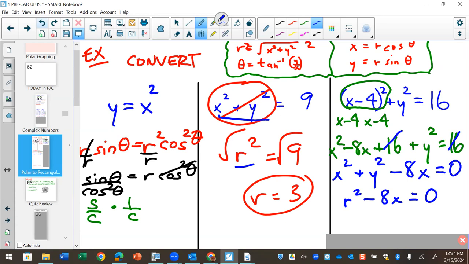X and Y. You probably know where to go now. Question? I subtracted 16 from both sides. All right, how about X? What's X going to go away and turn into? R cosine.